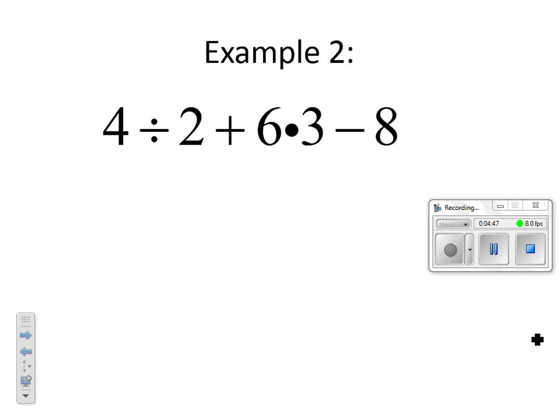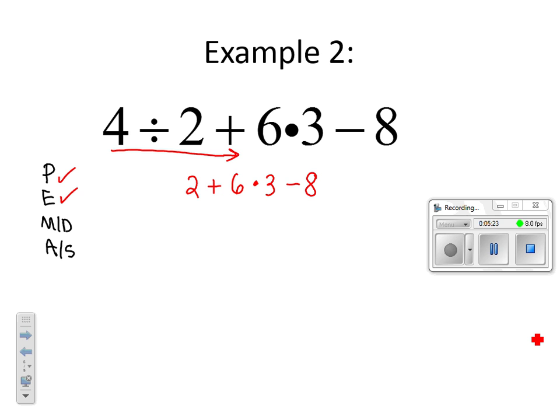Example number 2. 4 divided by 2 plus 6 times 3 minus 8. So, again, PEMDAS. I just keep writing that to remind myself what order I always need to do stuff in. There are no parentheses, so I can check that off. Exponents, there are none. Check that off. Multiplication and division left to right. So going left to right, I see 4 divided by 2 first. 4 divided by 2 is 2, and then I continue writing the rest of the problem down. 6 times 3 subtract 8.